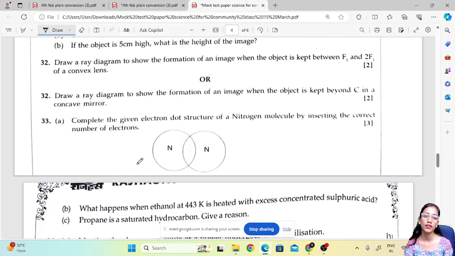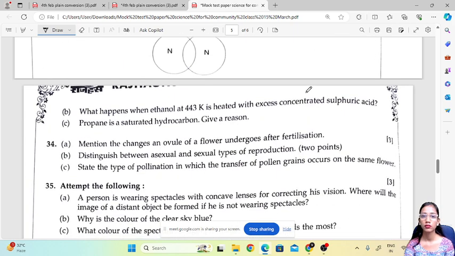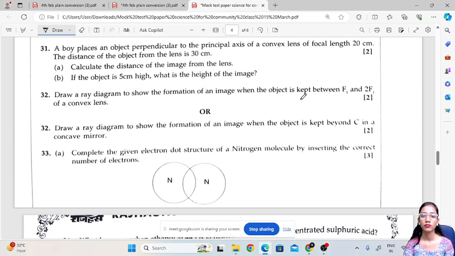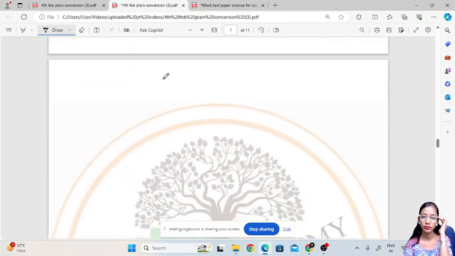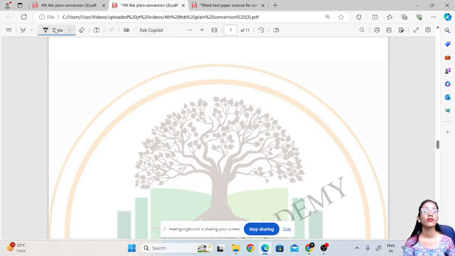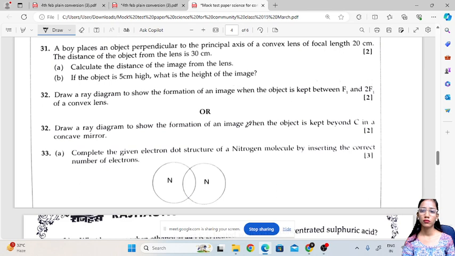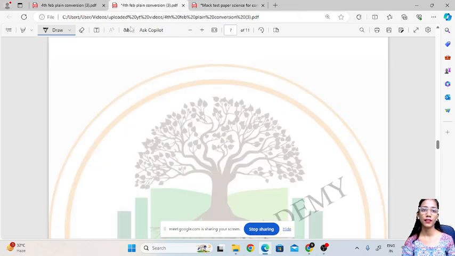Now next is the ray diagrams. Draw a ray diagram to show the formation of an image when the object is kept between f1 and 2f1 of a convex lens. So first of all it is a convex lens, that is a lens.